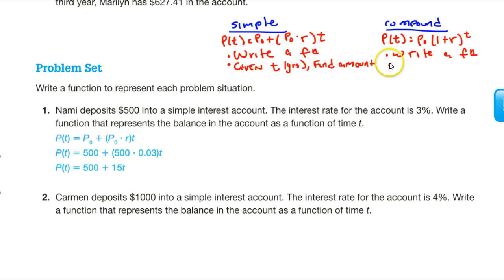And we did the same thing here for compound. So given t years, find an amount. The last thing we were asked to do was given a final amount, find t, or find the number of years. So given an amount, we needed to find t, or number of years. And same thing for compound.